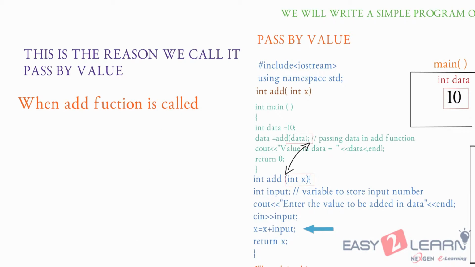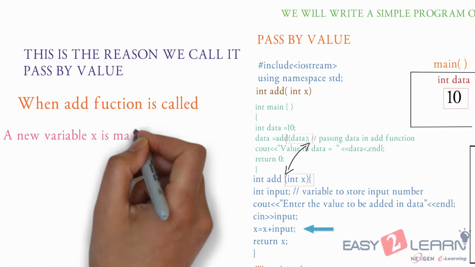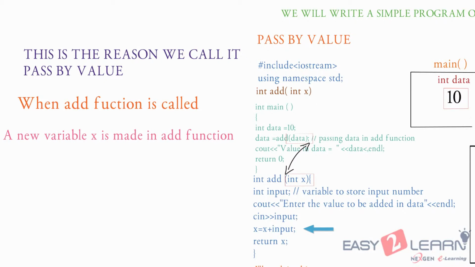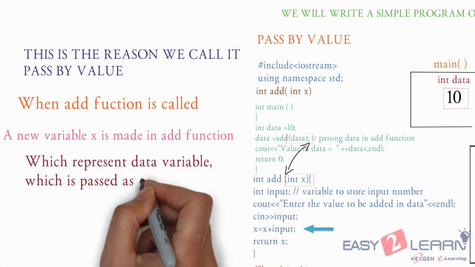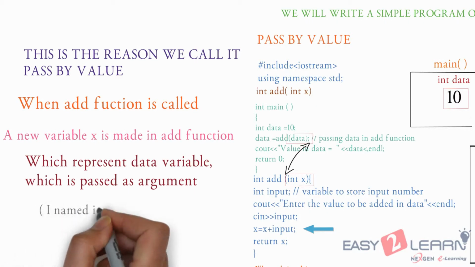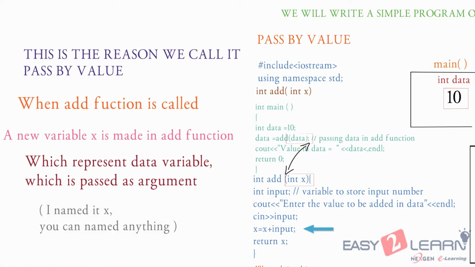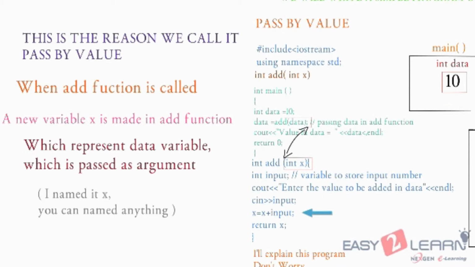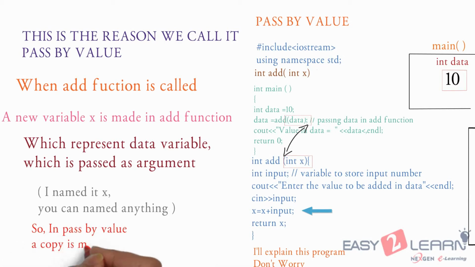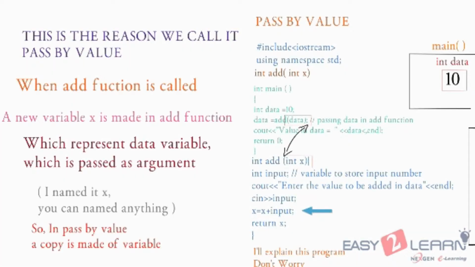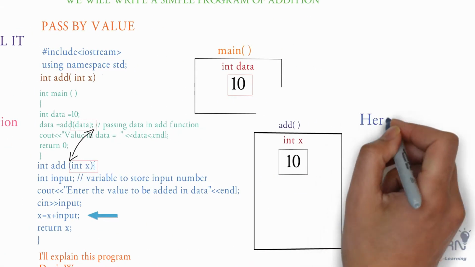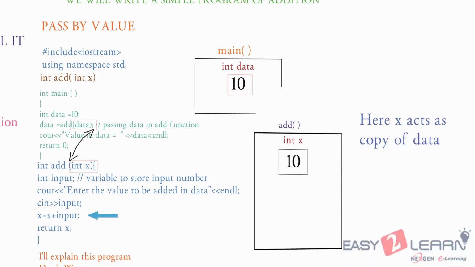Now when add function is called, a new variable x is made in add function, which represents data variable in main function and also which is passed as argument. So I named it x, you can name it anything you want. So in pass by value, a copy is made of variable. Here x acts as copy of data as I mentioned earlier.